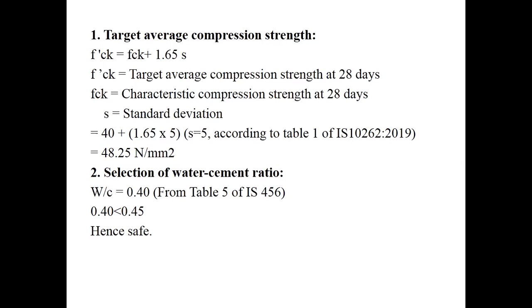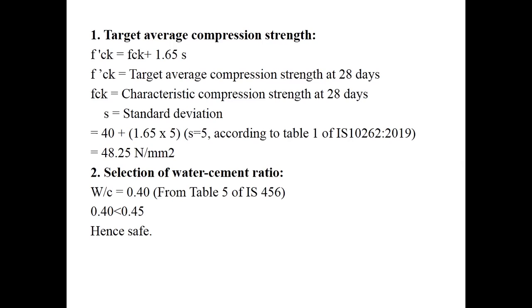So here the values are taken. By using these values, you get the target mean strength as 48.25 Newton per mm square. When you are going to do this mix design, the target strength will be around 48.25 Newton per mm square. Next, coming to the second step, that is the selection of water cement ratio.